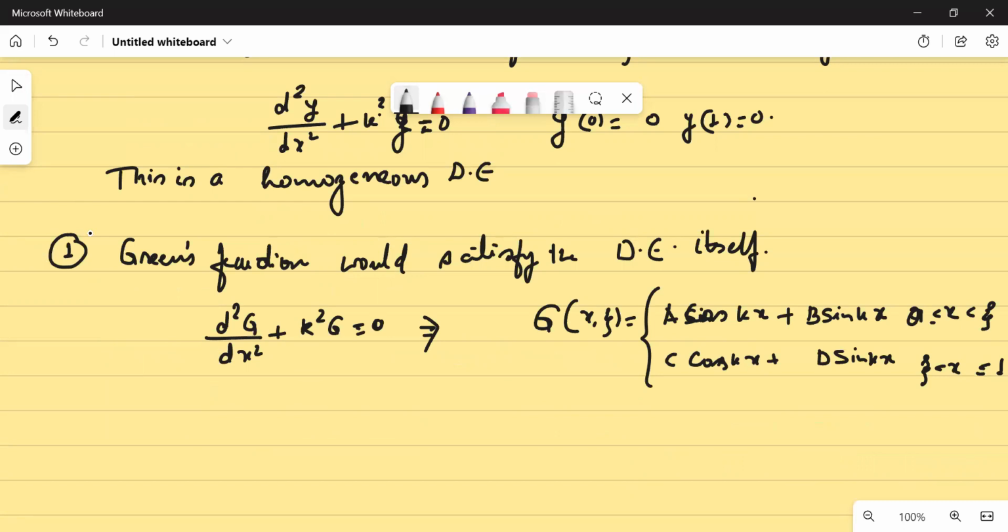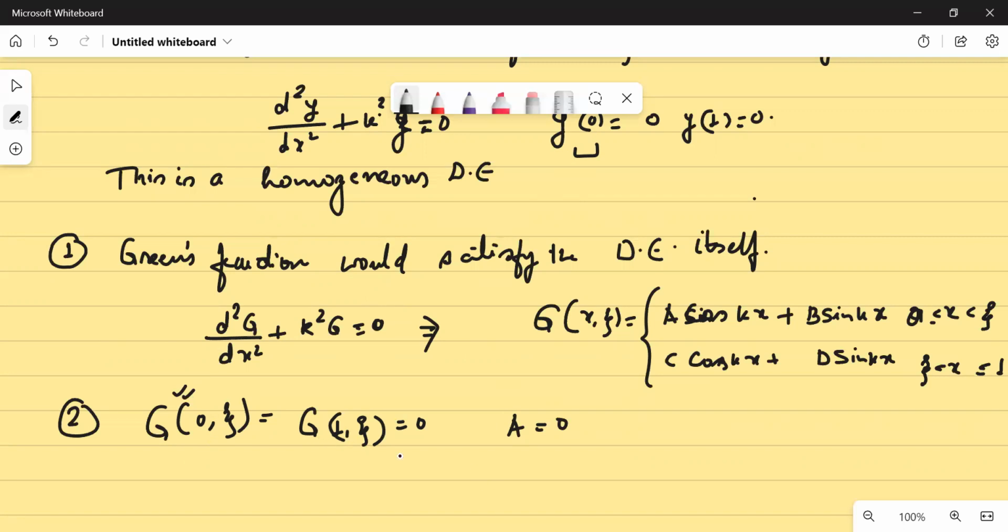Now, the second condition is that G must also satisfy the homogeneous boundary conditions, given as G(0, zeta) and G(1, zeta) equal to 0. So instead of y, now you have G, and G at x equal to 0 should be 0 and G at x equal to 1 should be 0, which will give you that A must be equal to 0. And the other condition will be C cos k plus D sin k equal to 0. This will be your equation number 1, this will be equation number 2, and this will be equation number 3.